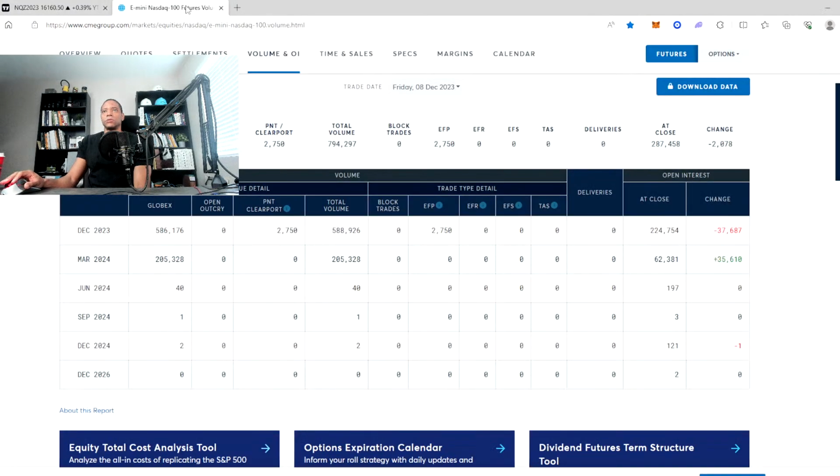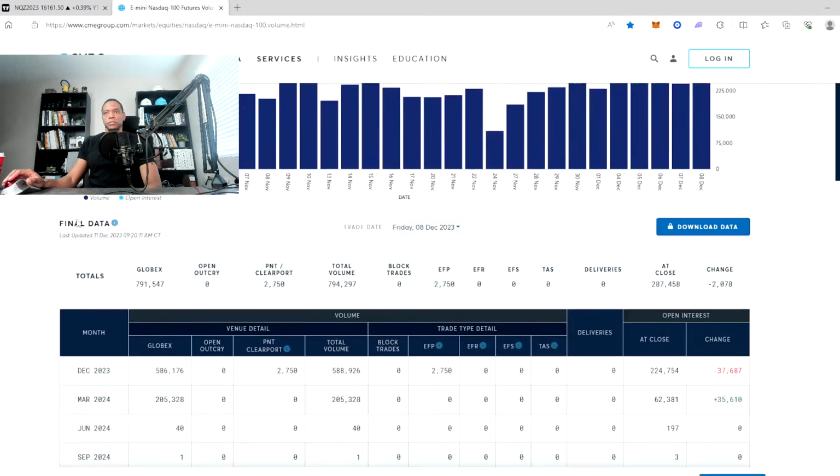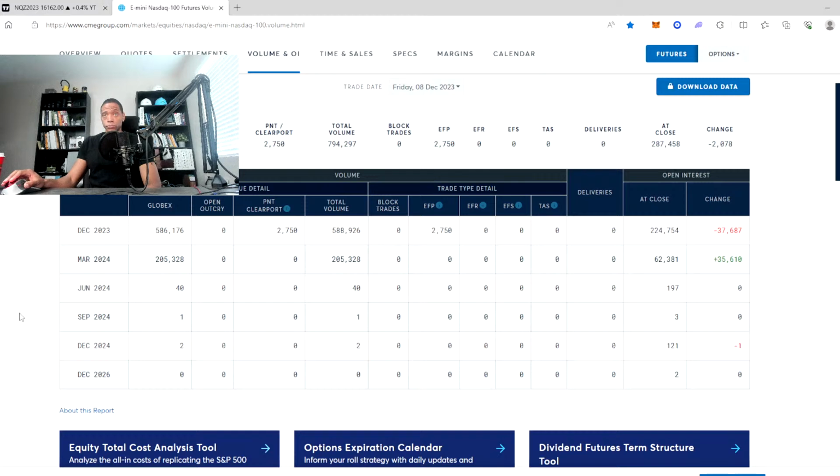If you go to this website, CME Group, and you check out the Nasdaq 100, let me just refresh, make sure that nothing's changed here. Yep. So you can see the December contract over the March contract. There's more volume on the December contract. Until the March contract has more volume than December, I'm not going to switch. That'll likely occur either later this week or early next week. We'll be switching contracts over.